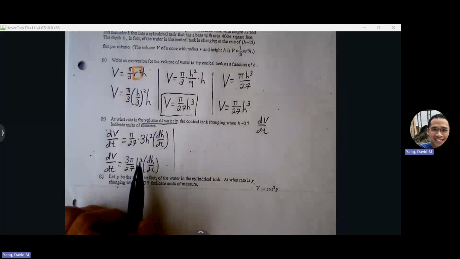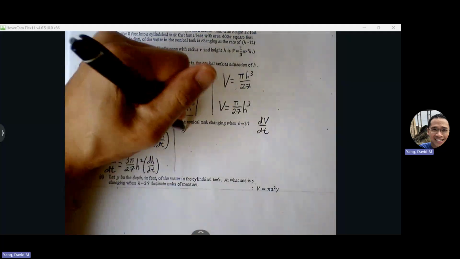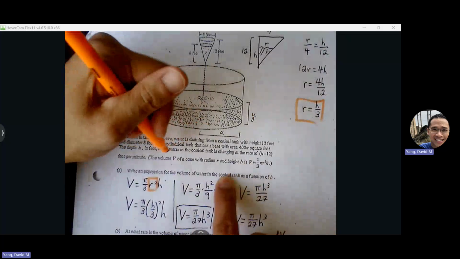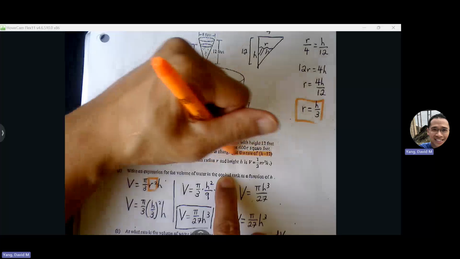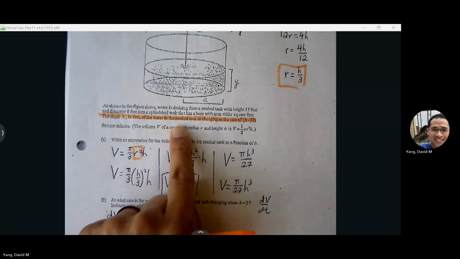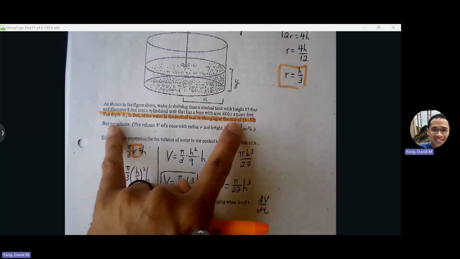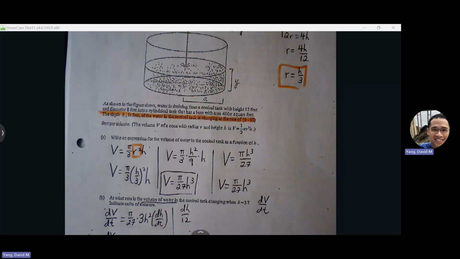So we have h is 3. Do we have any information about dh/dt? Yes, the problem. Good. So if we look back at our problem here, it says the depth h is changing at a rate of h minus 12. So they're describing dh/dt for us here. So dh/dt is equal to h minus 12.